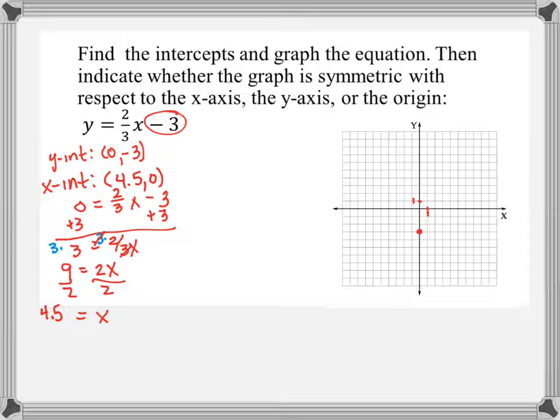My slope is already written as a fraction, 2/3. So from that y-intercept, from that point we have already, I will go up 2 and right 3, put my second point, and draw my line. So this is the graph of my line.